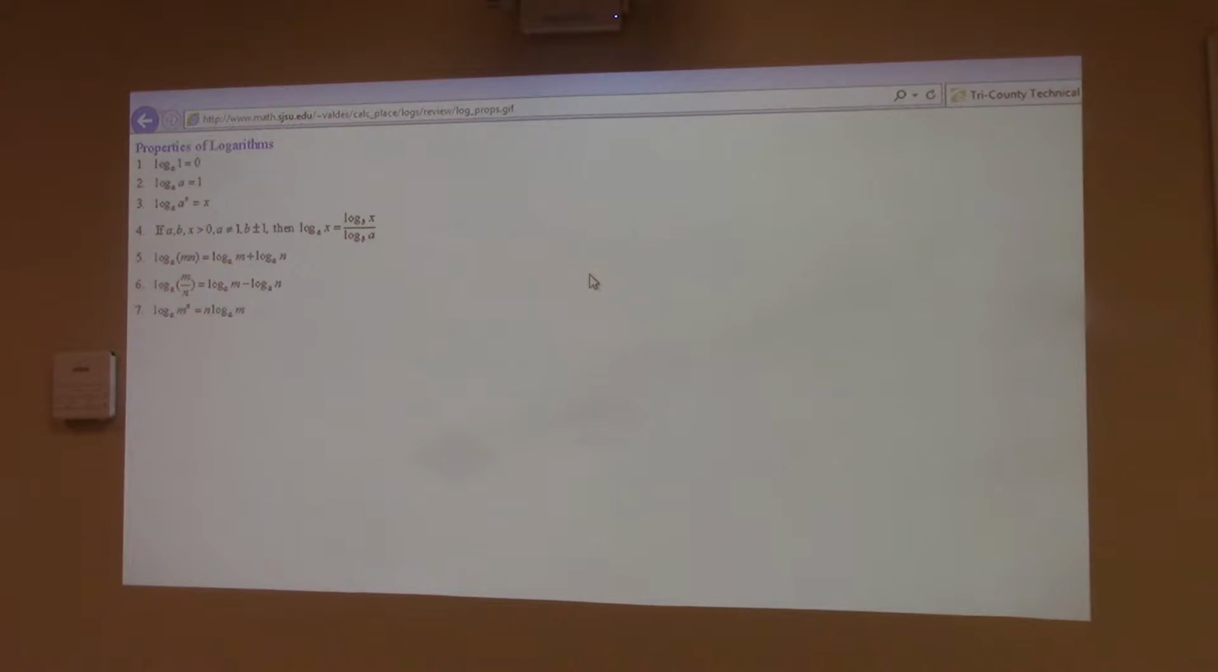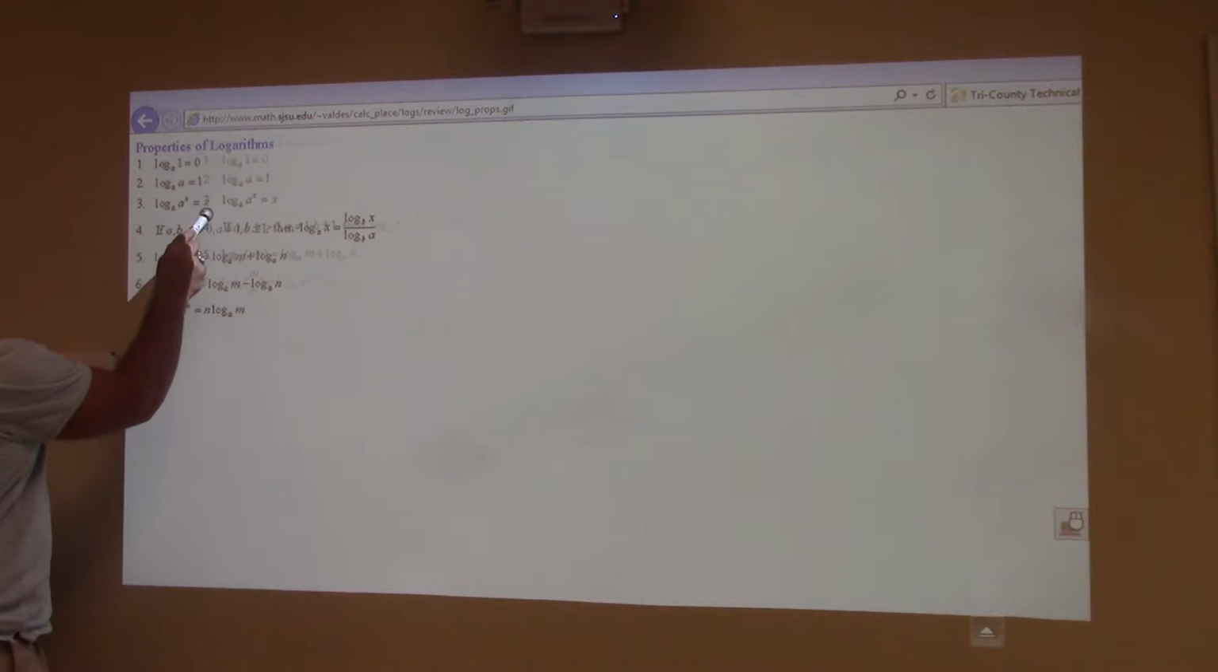Here it is. Log base A of 1 is equal to 0. I just want to make sure I had them all written down. Log base A of A is equal to 1. And log base A of A to the x is equal to x. Now you're going to see this one right here in calculus a good bit, and you're going to see it in diffie-q.